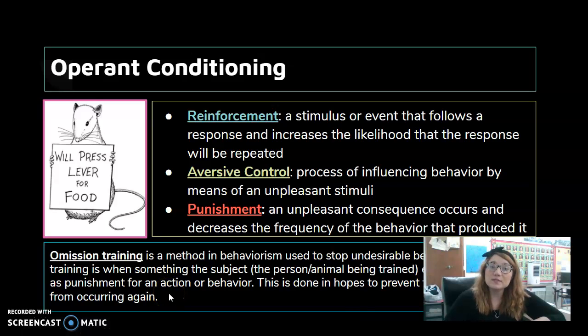Now, if reinforcement is going to increase the likelihood that a behavior will occur again, punishment is going to decrease a behavior. So, if we are looking at punishment, it is very similar to reinforcement, except that it is switched around. Just like we had positive and negative, meaning you are adding something or taking something away, the same is true for punishment. You can either add an unpleasant stimulus or you can take away a pleasant stimulus. They are literally just flip-flopped around.